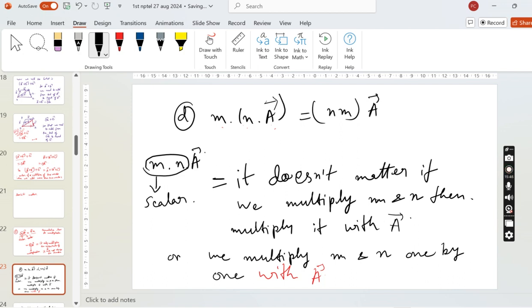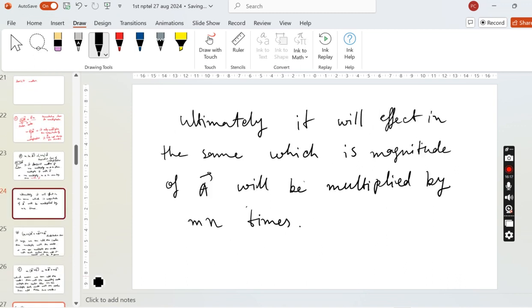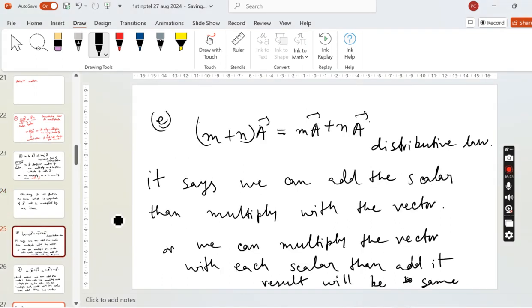So that is called associative law of multiplication. Then after that we go to another law of vector, which is (m plus n) into a is equal to ma plus na.